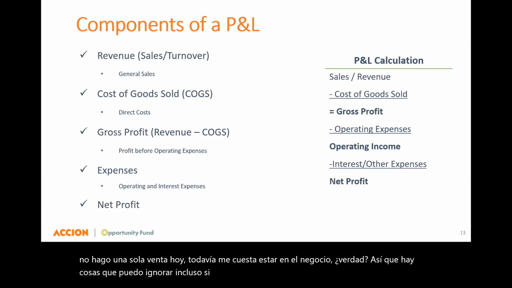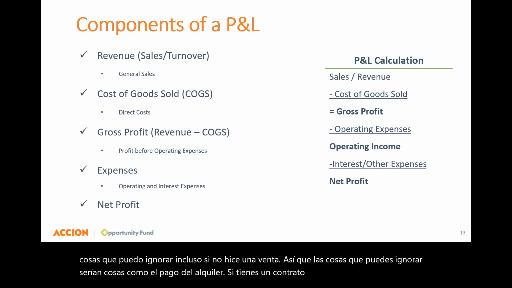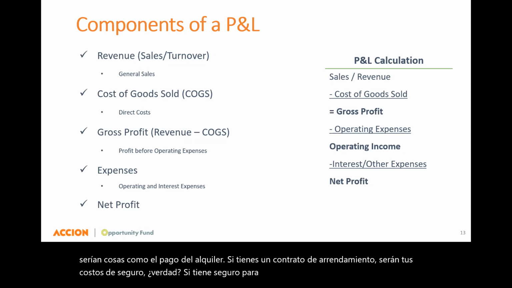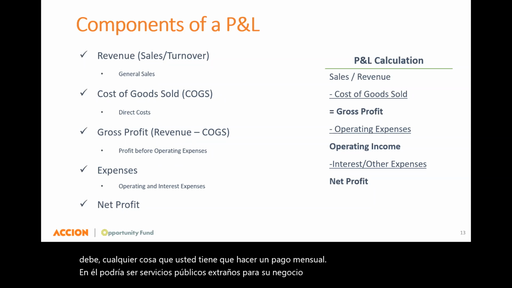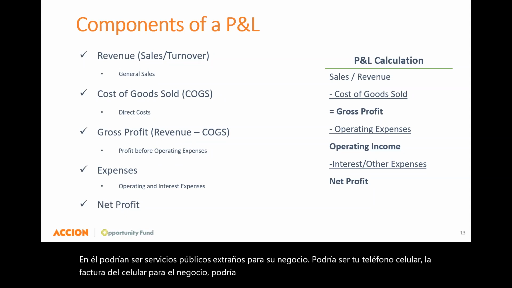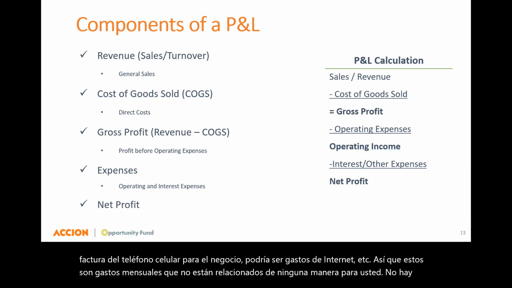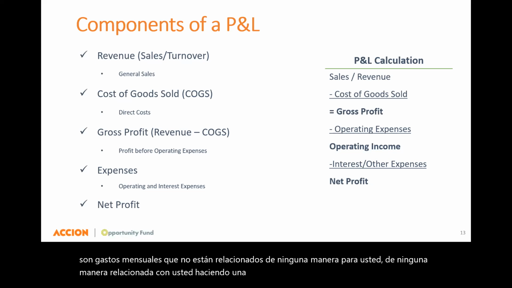So things that you can't ignore would be things like your rent payment, if you have a lease. It'll be your insurance costs, if you have insurance for your business, as you definitely should. Anything that you have to make a monthly payment on, it could be your utilities for your business. It could be the cell phone bill for the business. It could be internet expenses, etc. So these are monthly expenses that are in no way related to you making a sale, but are still needed for you to operate that business.